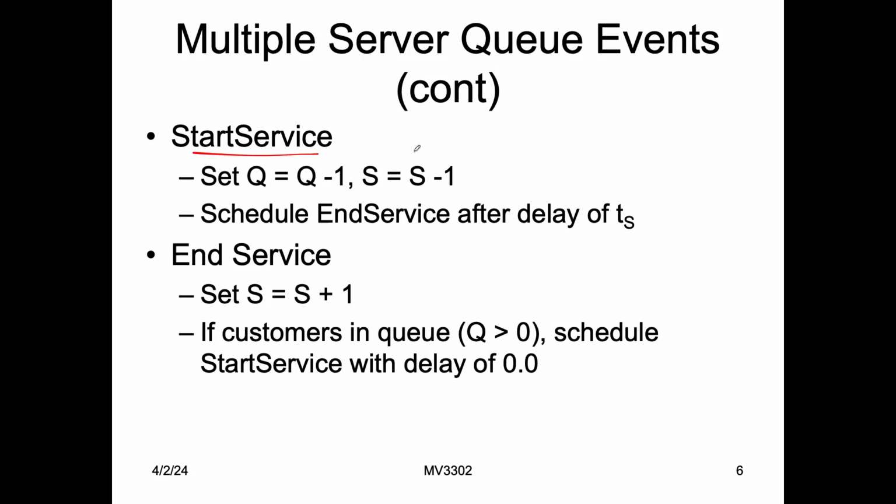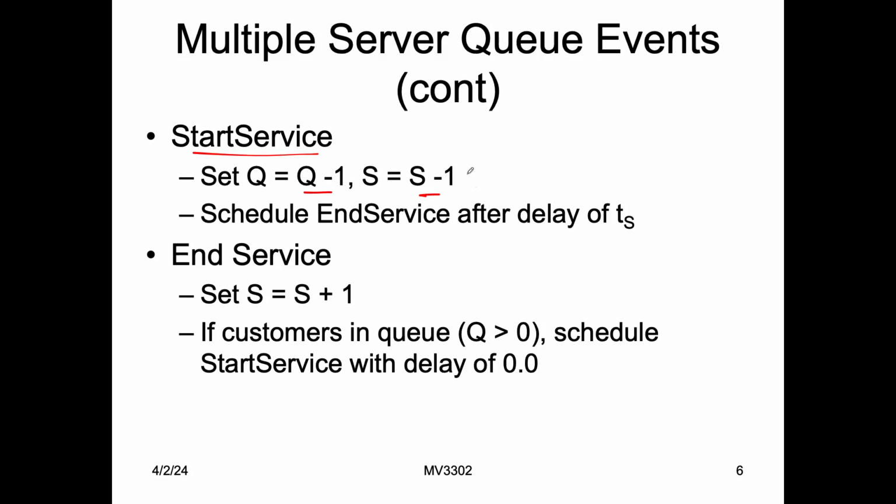Here's that start service event that we scheduled before. And what does a start service event do? Well, when a customer leaves the queue and enters service, we had a server who was previously available. Now they're not available. And we had a customer who was in the queue. Now they're not in the queue. What does that mean in terms of the state variables? It means there's one less in the queue, and there's one less available server. Rocket science there.